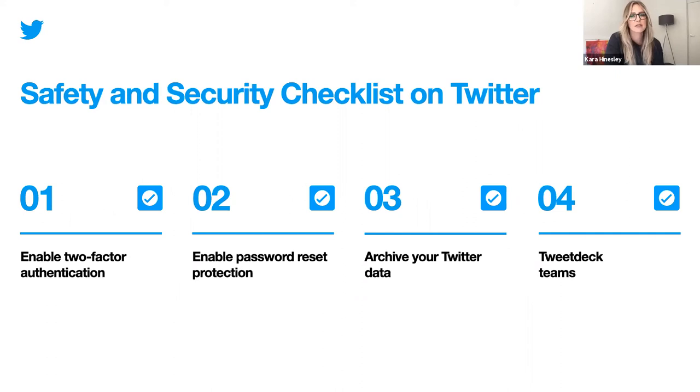We also have the password reset protection piece. And so this is something that you can just check in your security settings and you'll be prompted to enter either your email address or your phone number that's associated with your account. And then you get a confirmation code. So that's another way to, again, really lock down the account and make sure that you're the only one that's accessing it if needed.